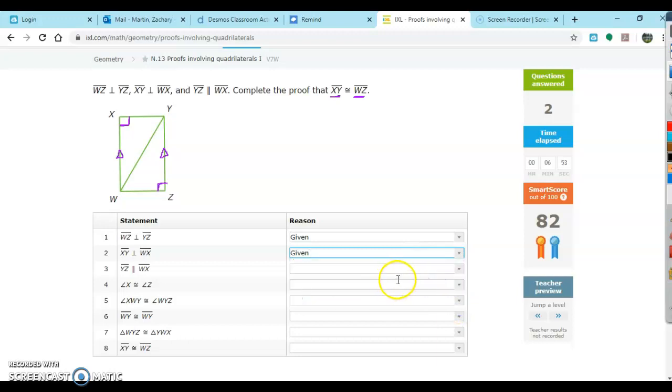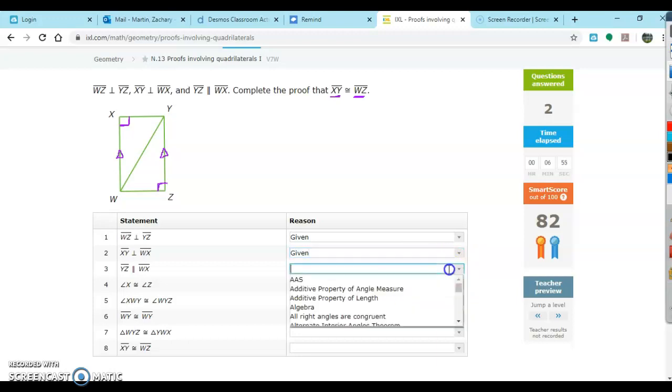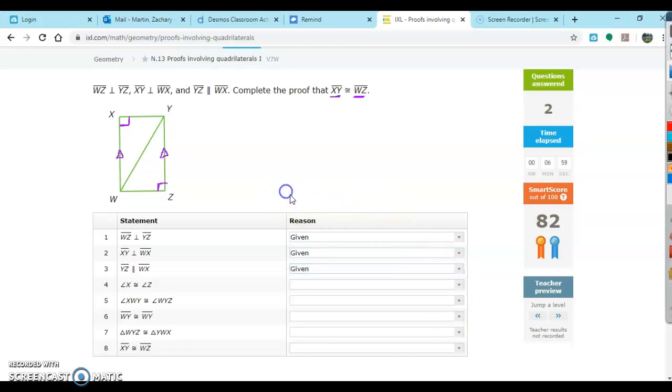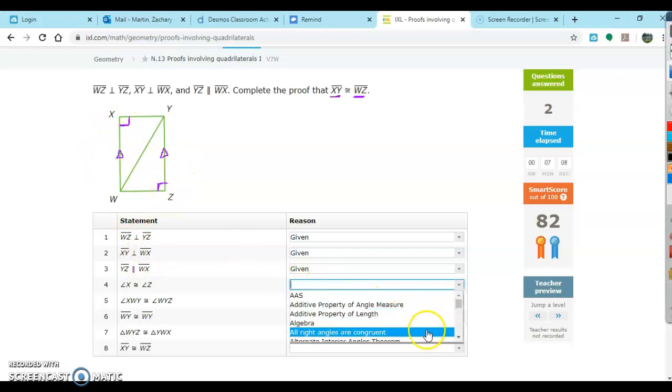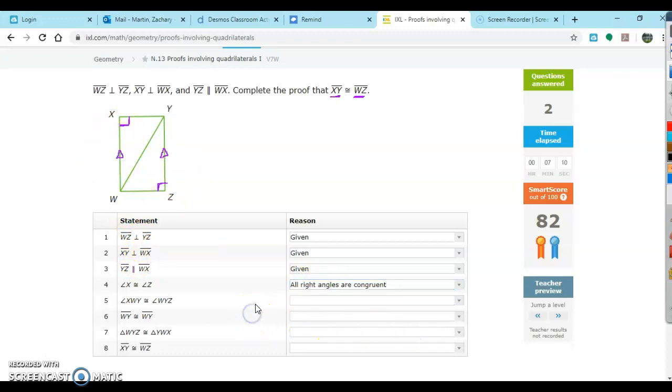Fantastic. And segment YZ parallel to segment WX, that was also given. We had 3 things given to us. We like it when lots of information is given. All right, so now we have angle X is congruent to angle Z. Why? Well, those are right angles. All right angles are congruent, folks. All right angles are congruent.